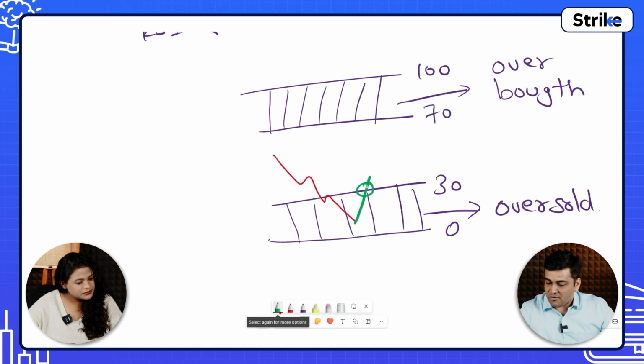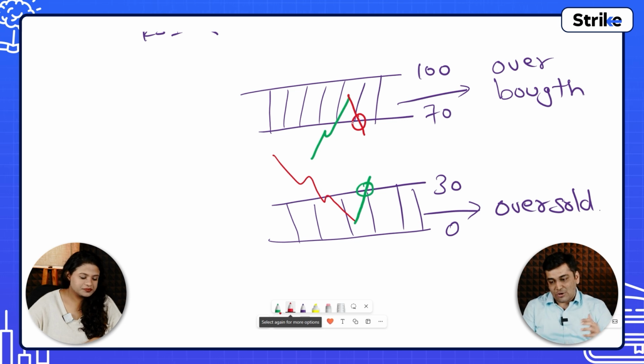Similarly, if RSI is in the overbought zone and from the overbought zone prices come down over here, this is the time to sell. Of course, first look at whether there is any bearish pattern. And in that bearish pattern, if RSI is suggesting a sell, you can go ahead and sell. Clear?